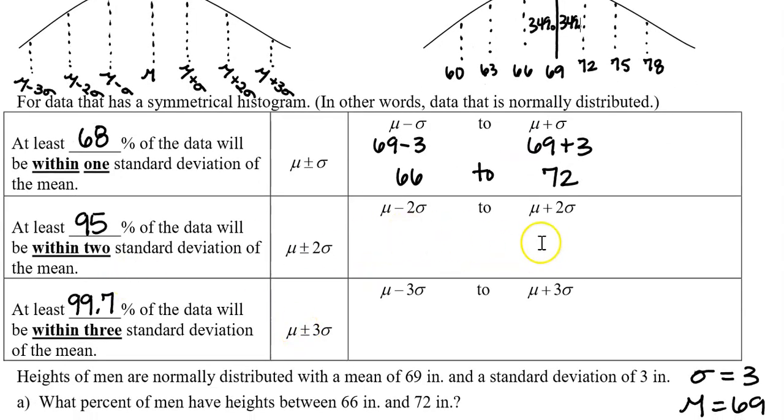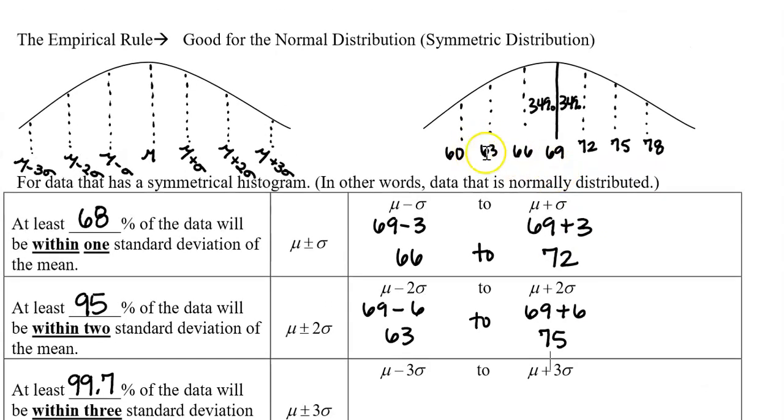Now continuing, let's find the bounds for where 95% of the data will be. So we need to take our mean, 69, and subtract two standard deviations. So this time I'll be subtracting 6, and 69 minus 6 is 63. And then I will also be adding 6, because I need to add two standard deviations. And 69 plus 6 gives us 75. You see up here, I have 63 here and 75 here. 95% of the data falls between the 63 and the 75.